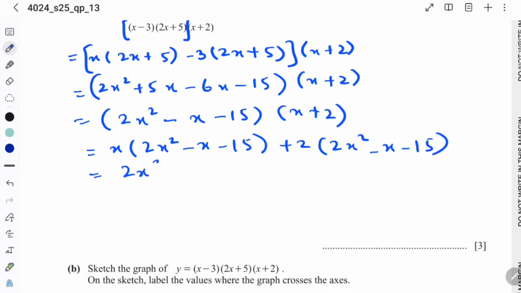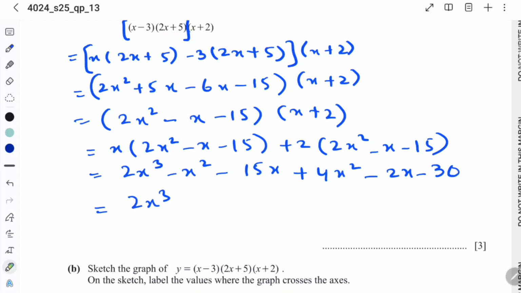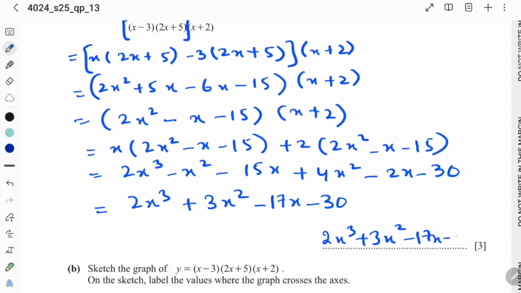Now this is becoming 2x cube minus x square minus 15x, and 2 is multiplying, so 4x square minus 2x and then minus 30. Now simplify: 2x cube, and then I have minus x square and plus 4x square, so minus 1 and plus 4 is plus 3x square. The next is minus 15x and minus 2x, which will become minus 17x. And 30 has no pair constant, so just write it down. So 2x cube plus 3x square minus 17x minus 30.